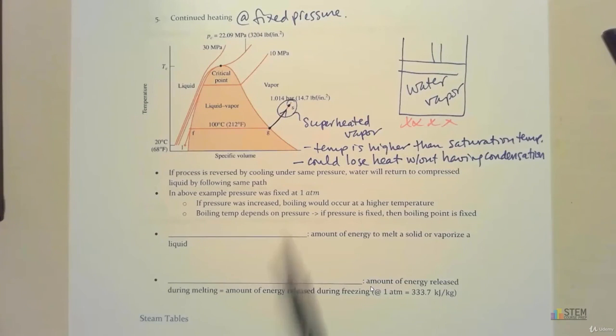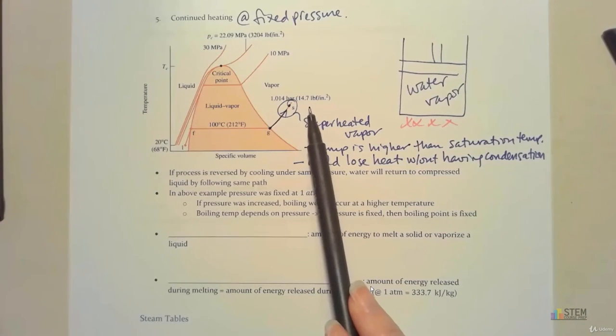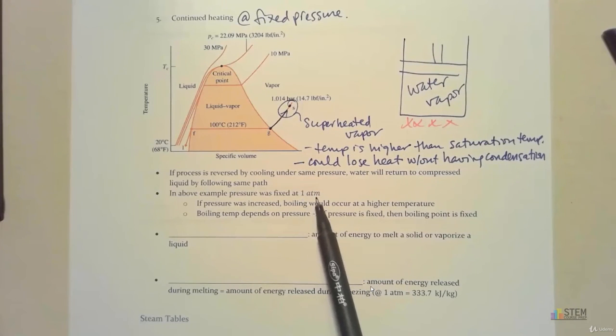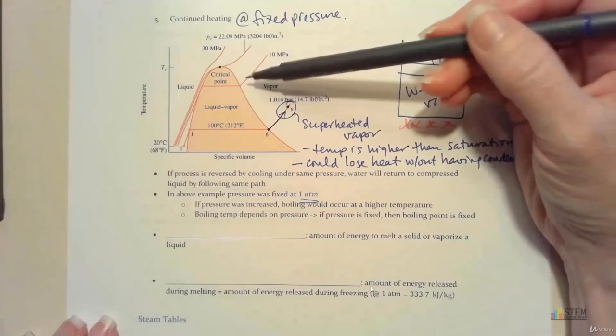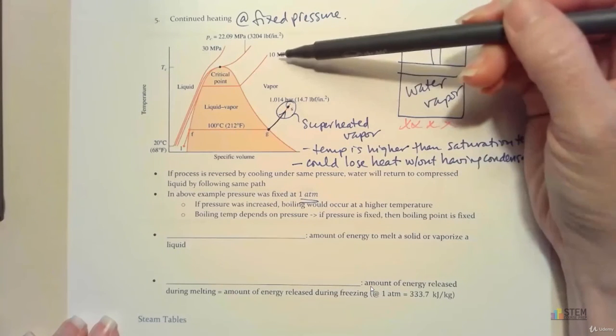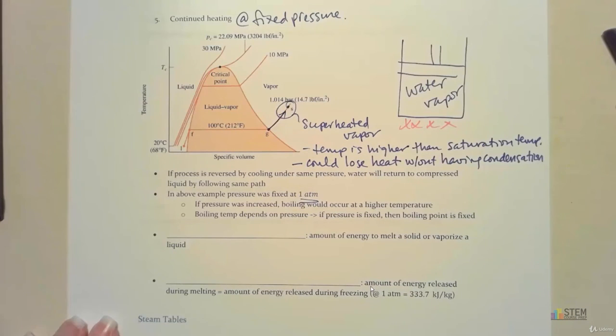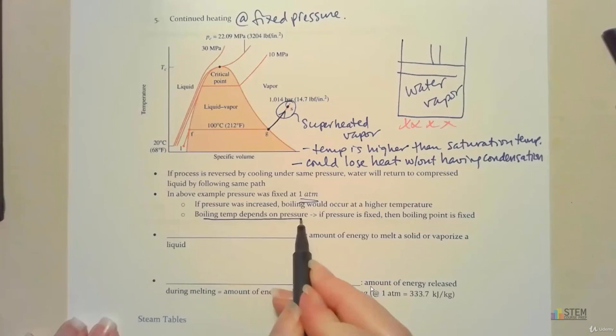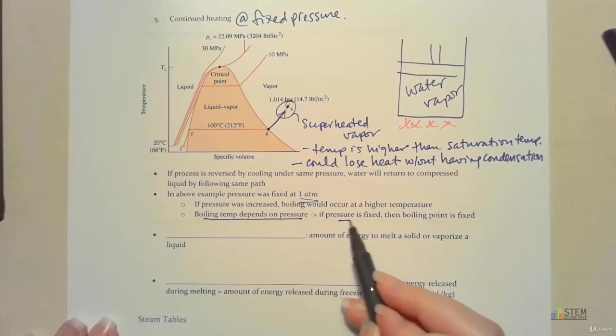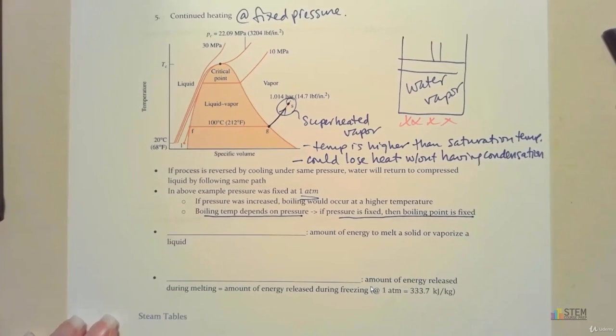Now, in this example, our pressure was fixed. It was 14.7 psi, which is 1 atmosphere. So that's like the standard atmospheric pressure. If our pressure was increased, boiling would occur at a higher temperature. And we see that right here. So if our pressure was at 10 megapascal, our temperature for boiling would be up here at this point, whatever that may be. So boiling depends on pressure. If pressure is fixed, then that boiling point is fixed. Important thing to realize there.